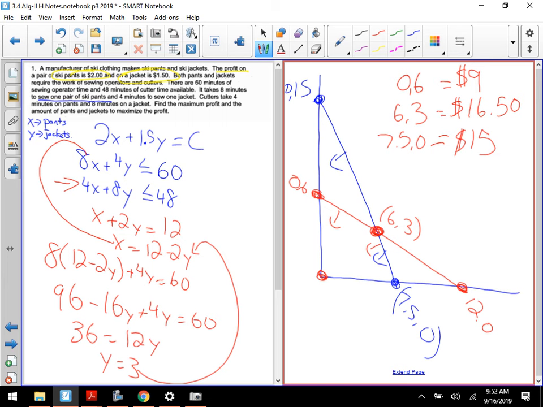So the question was, if you read it, it says how many of each style do you make and how much is your profit? That's where it comes into play, where you want to make sure you label your stuff. You know that this X value stands for pants and the Y value stands for jackets. So I think your final answer would be you need 6 pairs of pants, 3 jackets to make a profit of $16.50. Woo! You are not getting rich in this business.